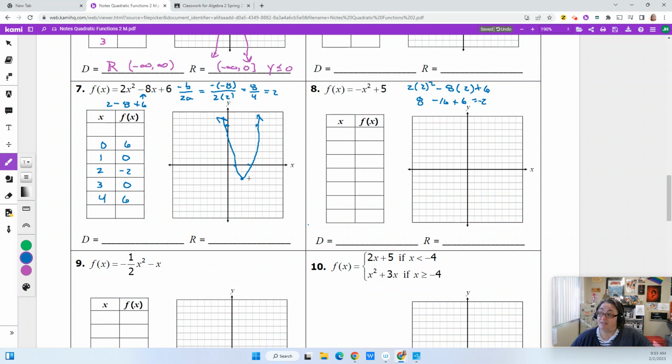Now, on your worksheet, it's going to ask you, is it a minimum or a maximum? And in this case, it's a minimum, right? That vertex is our low point, so it would be a minimum.